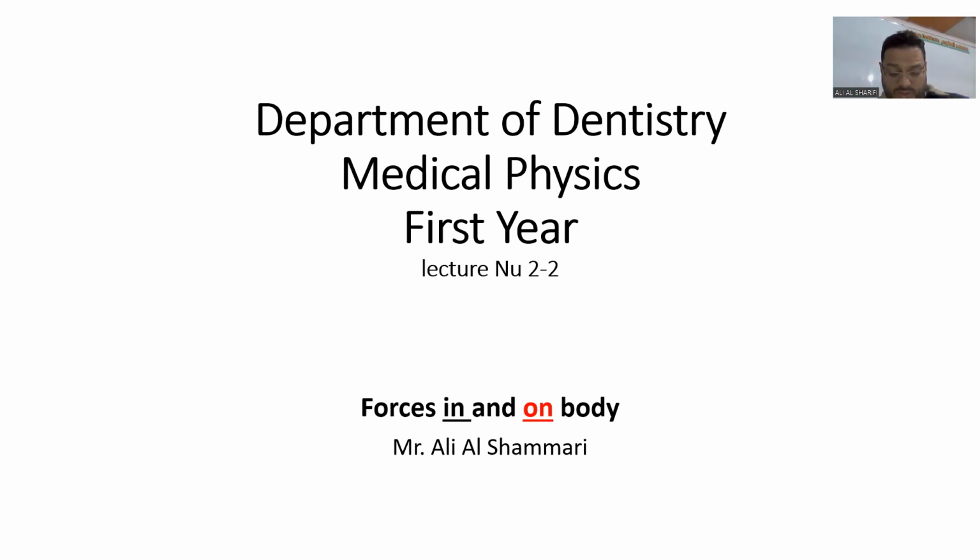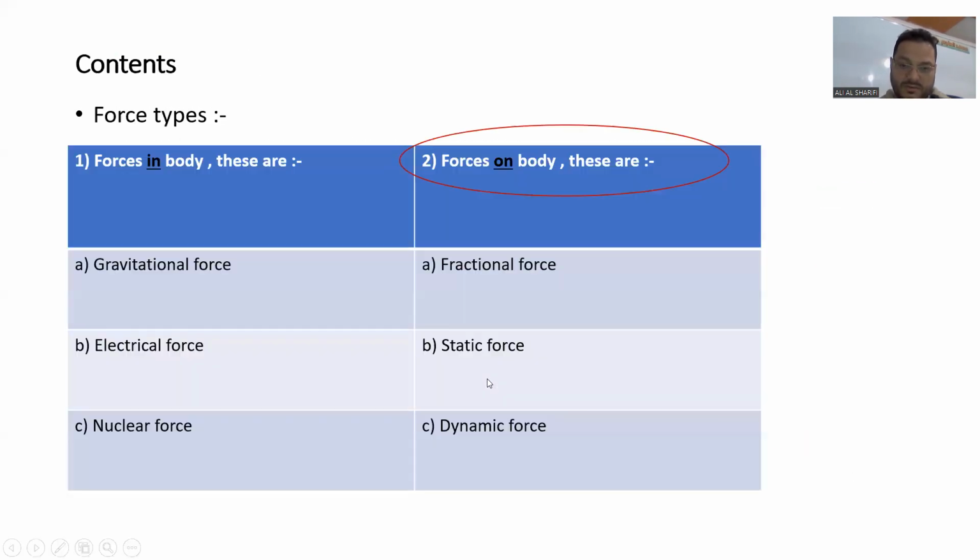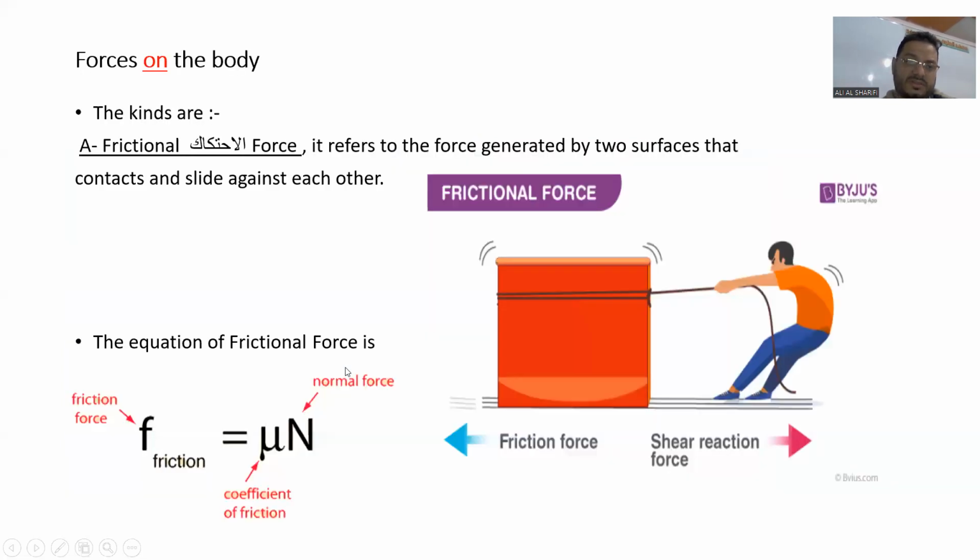In the previous lecture, we were talking about the forces in the body: gravitation, electric, and nuclear force. Same contents. Now we will focus on the forces on the body. It contains three important forces. First one, frictional. Then static. The last one is dynamic force. We will illustrate all of them with important details.